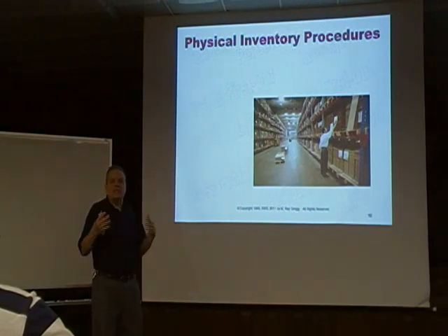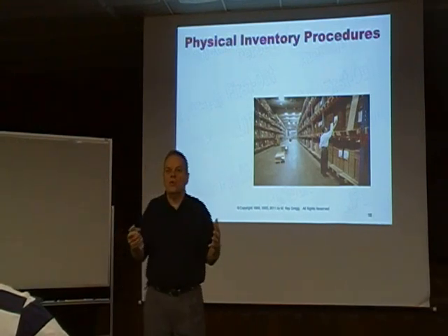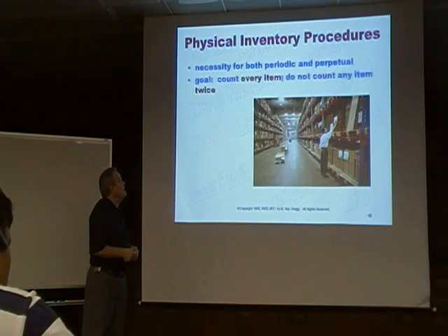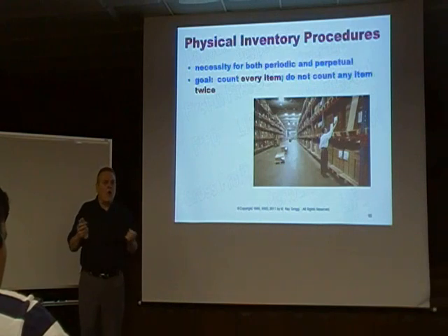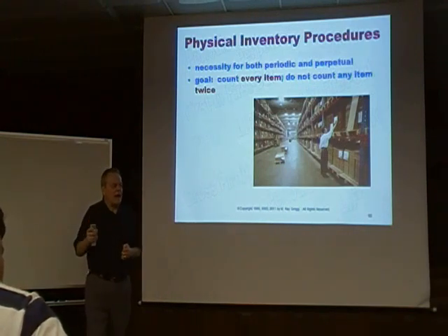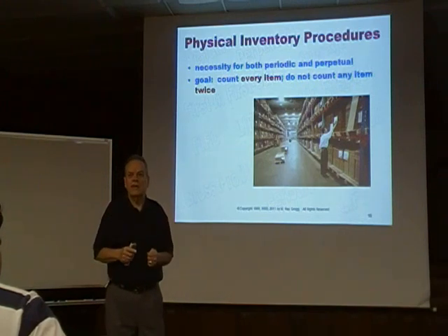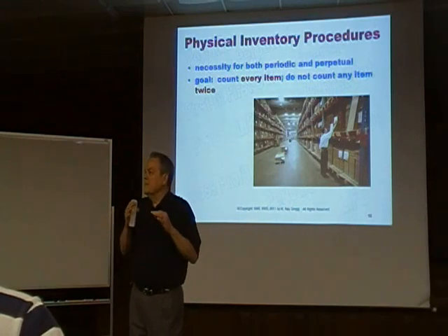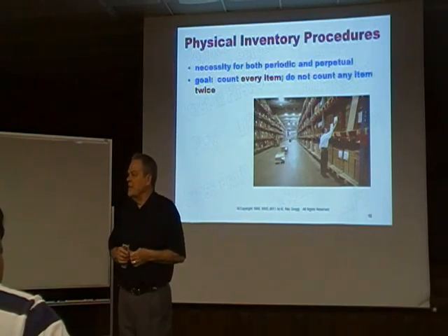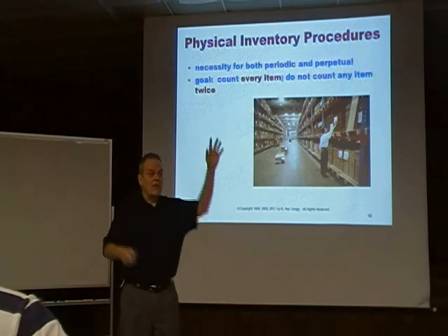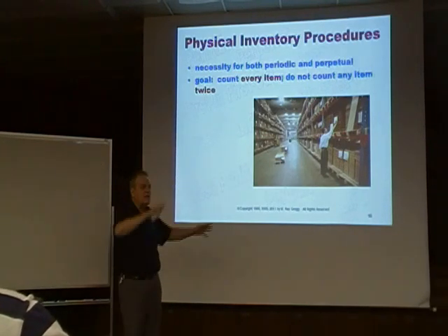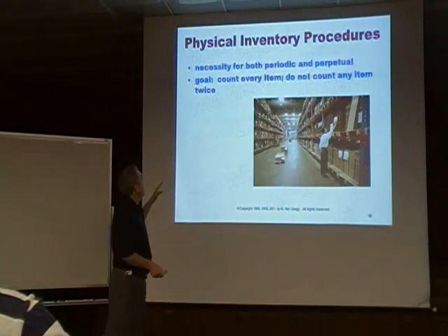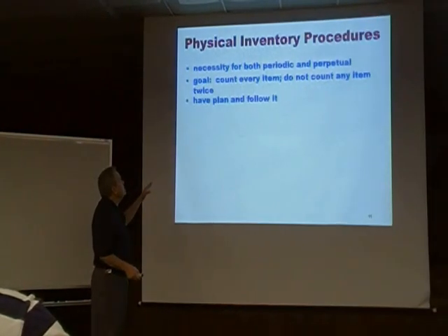Let's talk about this need for inventory, this importance of inventory, a necessity under both periodic and perpetual procedures. We need a plan. Our goal should be to count every item, to not overlook anything, to not count anything twice, to count every item once. Is that a reasonable goal? Yes or no? Yes. Why take inventory if you don't have this goal? If you just want to do a little hodgepodge count here and there, it's not quite going to cut it. We need a systematic plan to follow that would allow us to accomplish this.